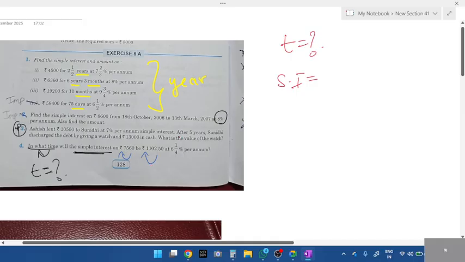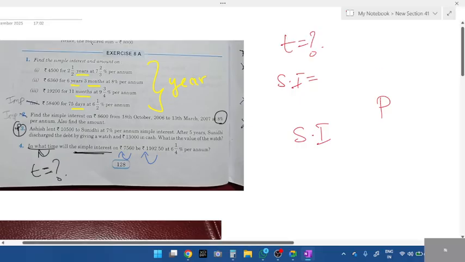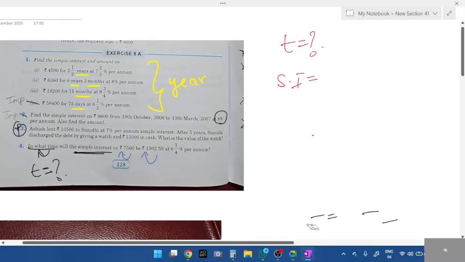See, will principal be greater or will simple interest be greater? Which one do we borrow, students? Principal, right? So always principal will be greater than simple interest. Is it clear? And we have the amount formula. What is the amount formula? Amount is equal to principal plus interest. Principal will always be greater than interest.